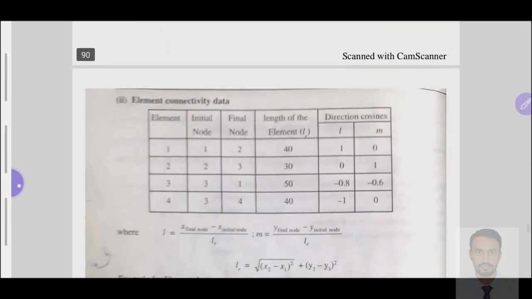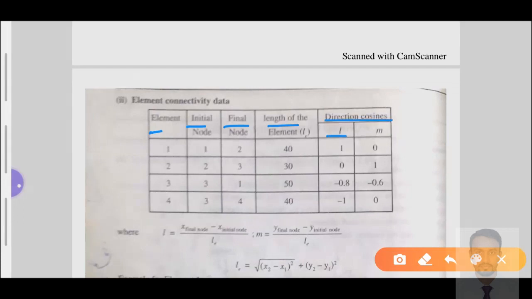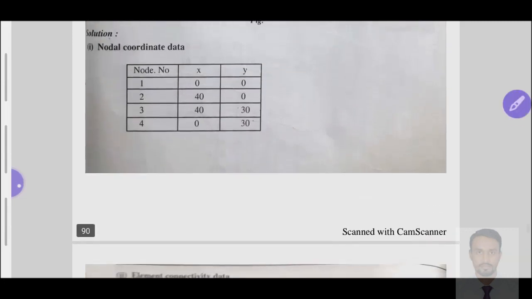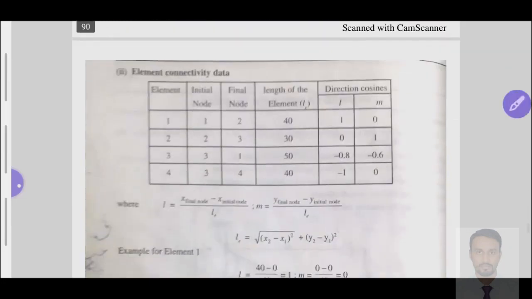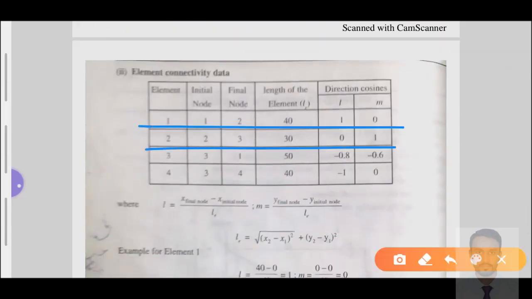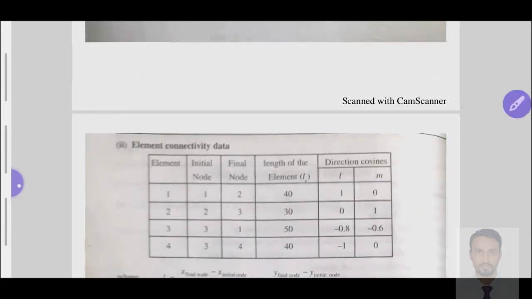And then the elemental data. In the elemental data we have to write the element, then initial node, final node, length of the element, and direction cosines L and M. First we need to take that. And then how many elements do we have? We have 4 elements: element number 1, 2, 3 and 4. We need to make 4 rows.